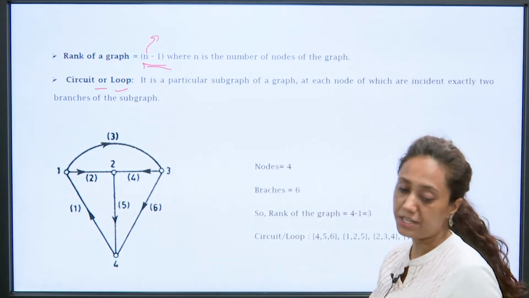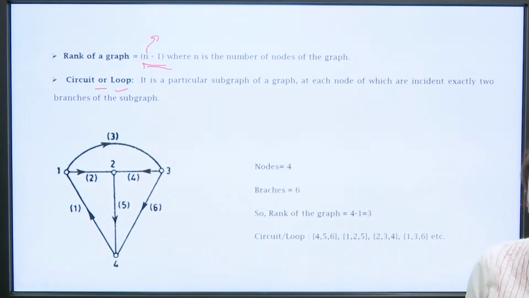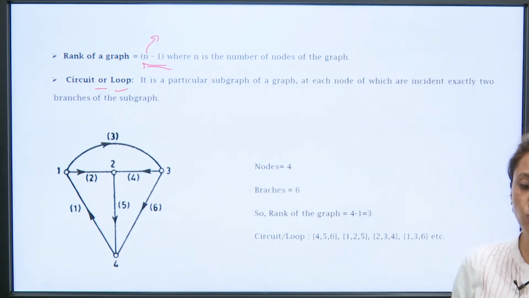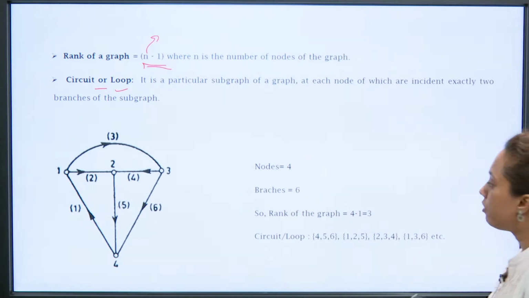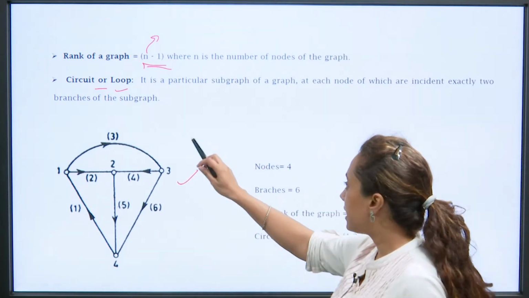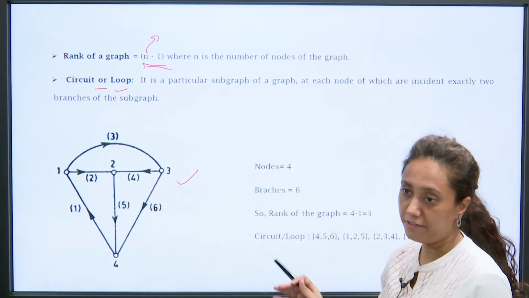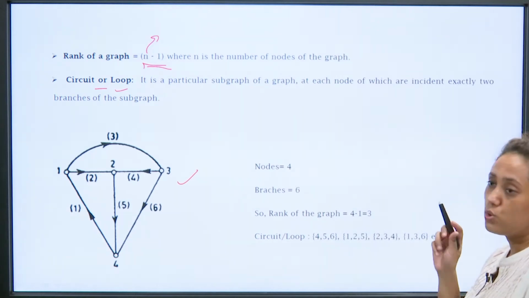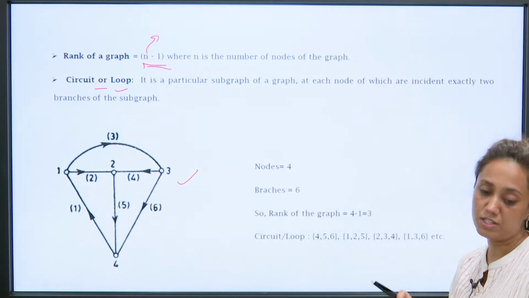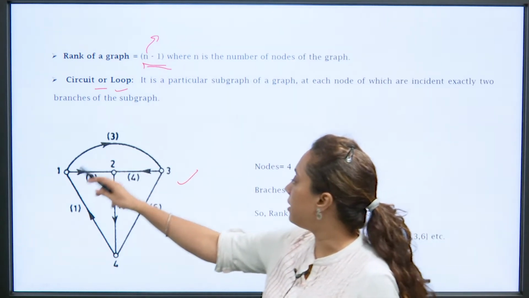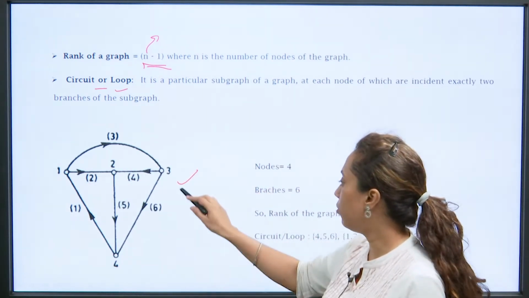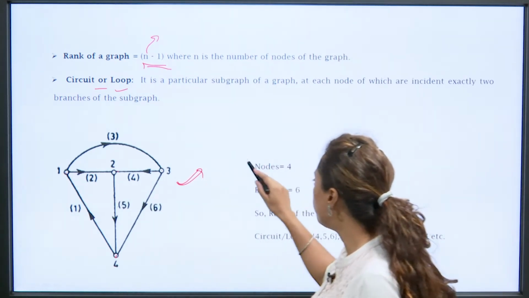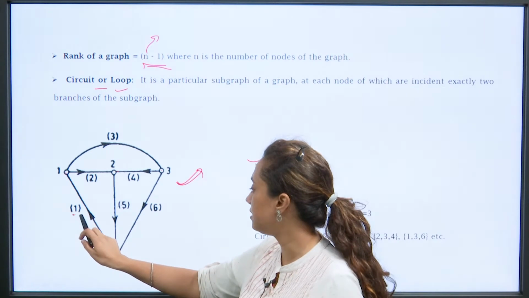What is the circuit or the loop? It is a particular subgraph of a graph at each node of which are incident exactly 2 branches of the subgraph, right. So for example, it is a particular subgraph of a graph, just a subset of a graph. At each node there are only 2 incident branches of the subgraph, right. For example, this is the previous example which we have taken. Here there are 1, 2, 3, 4 nodes and the branches are shown by this kind of thing.